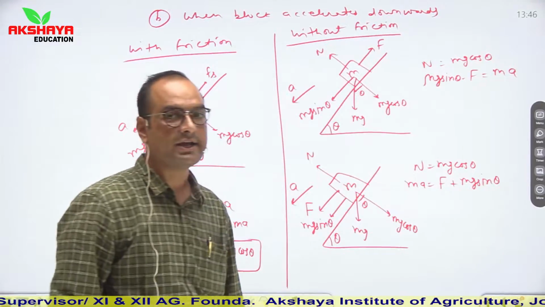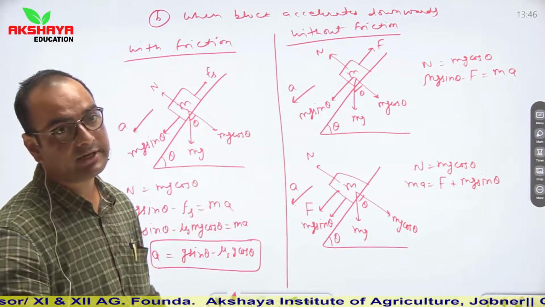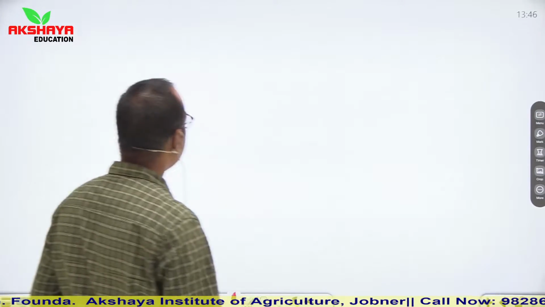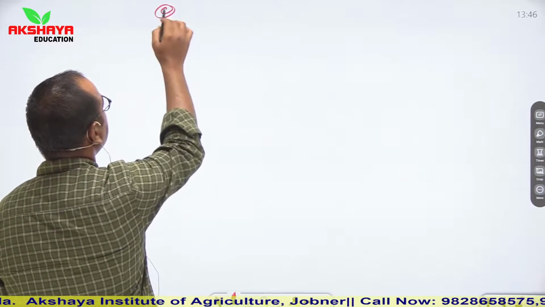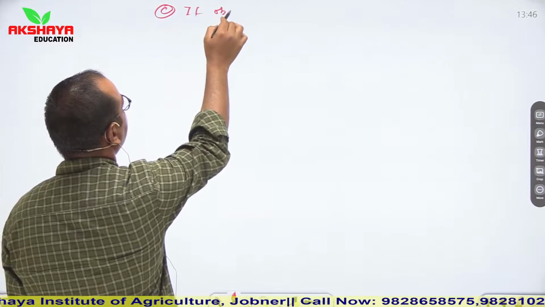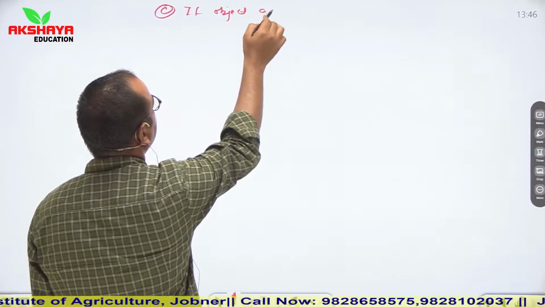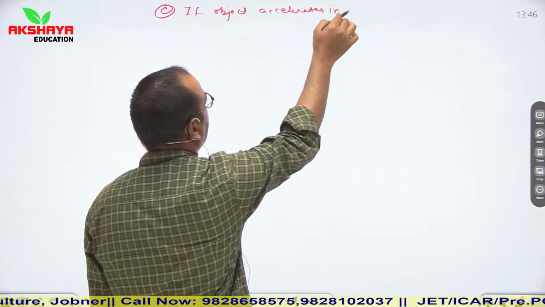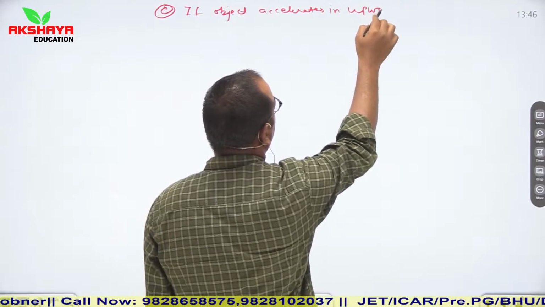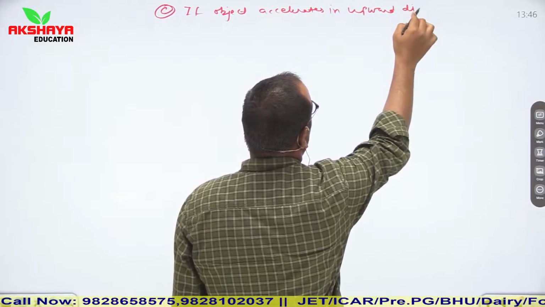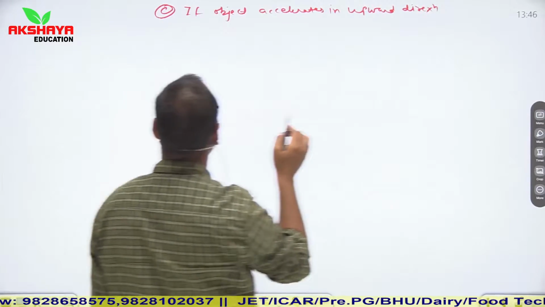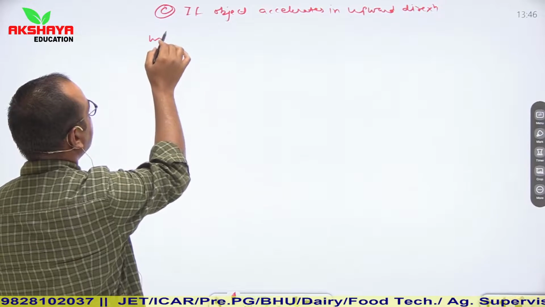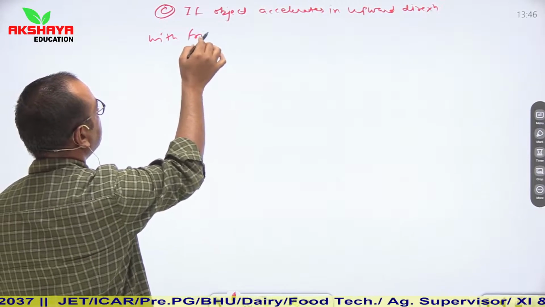So this is the second case, when the object accelerates in the downward direction. Now, the third case: if the object accelerates in the upward direction. In this condition also, again, with friction and without friction. So first of all, with friction.